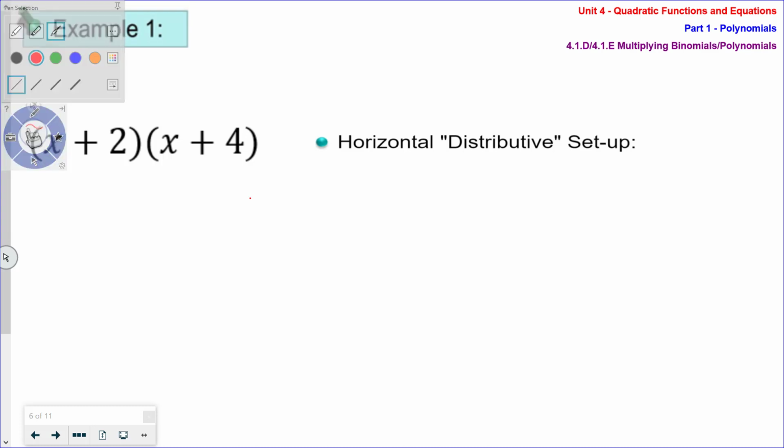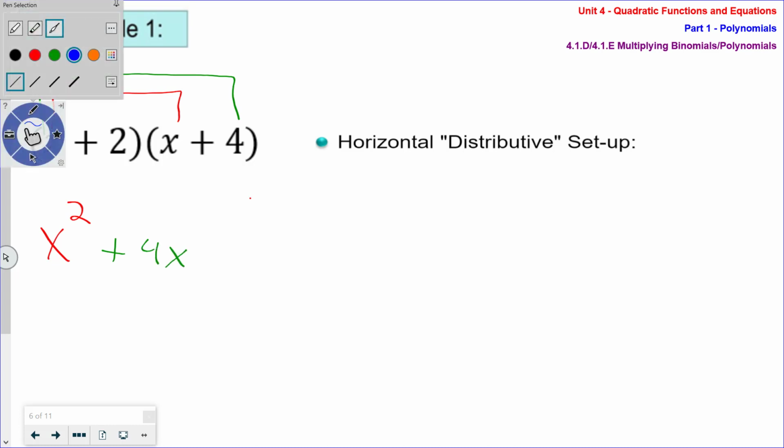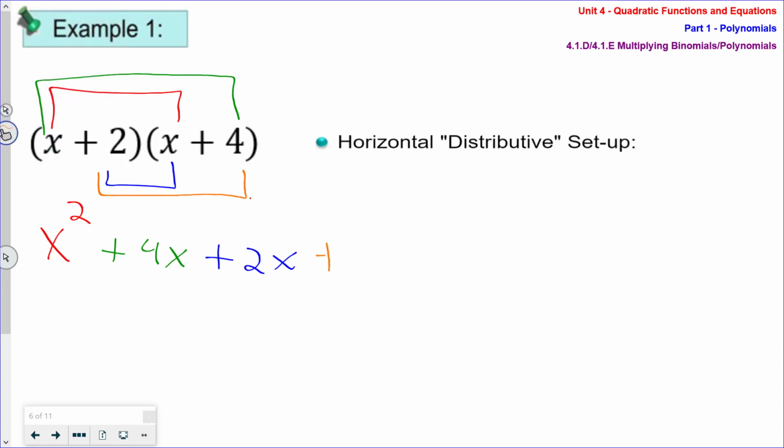So if we begin, x times x, which is x squared, then we'll do x times positive 4, which is positive 4x. Then we'll do 2 times x, which is positive 2x. Last, we'll do positive 2 times positive 4. That will give us positive 8. How many multiplications took place? 1, 2, 3, 4. 4 multiplications took place when we multiply binomial by binomial.